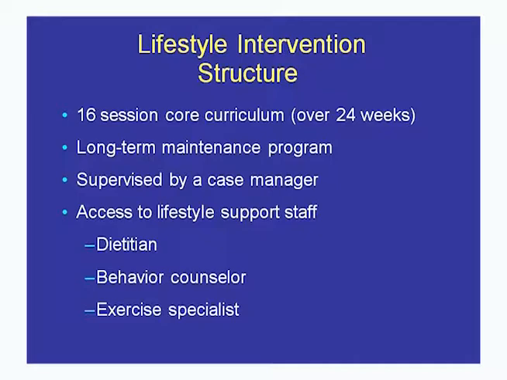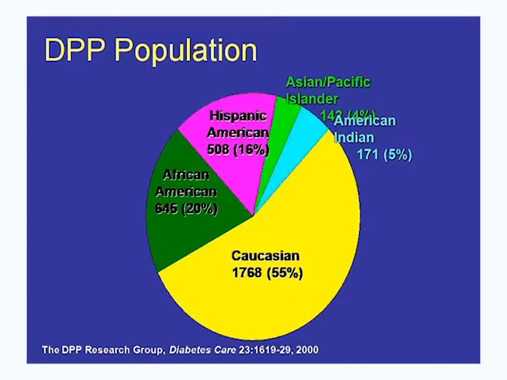The population was eventually predominantly Caucasian, but you had a mix of different ethnicities. And it was predominantly female, and they were deliberate about making sure that they included an older population as well, over 60, not just the young ones.